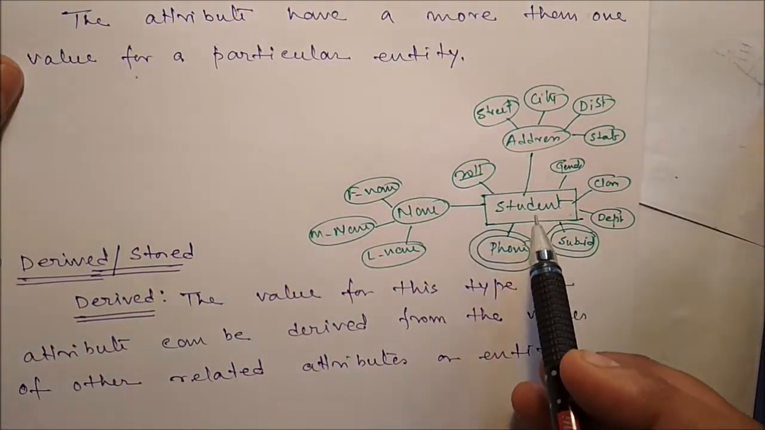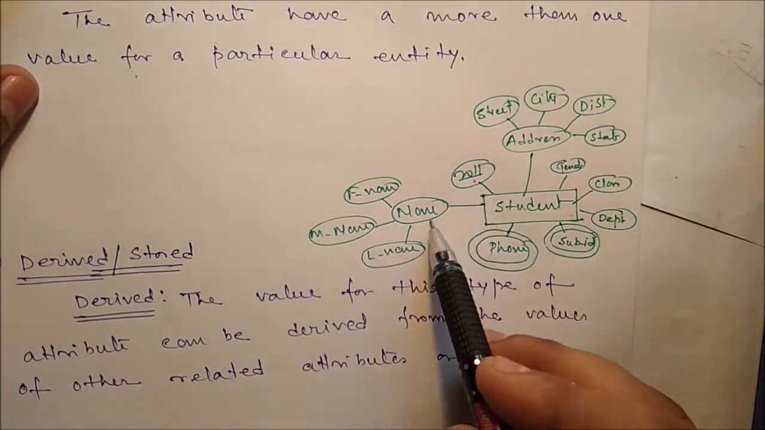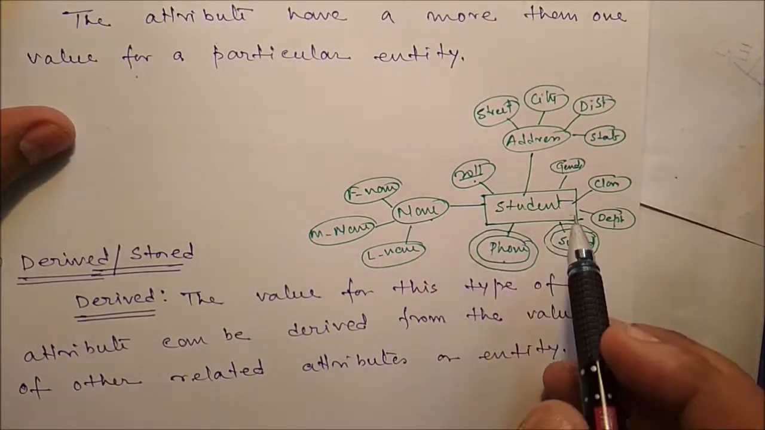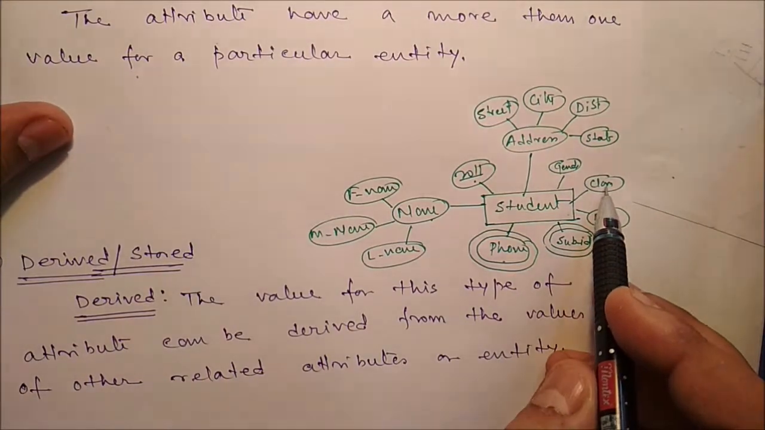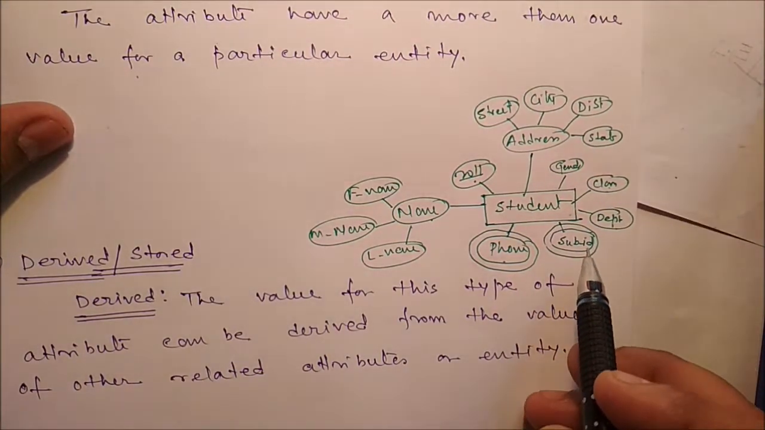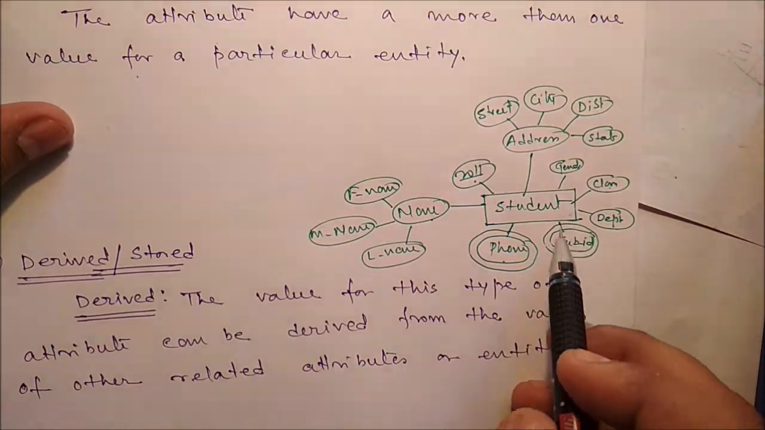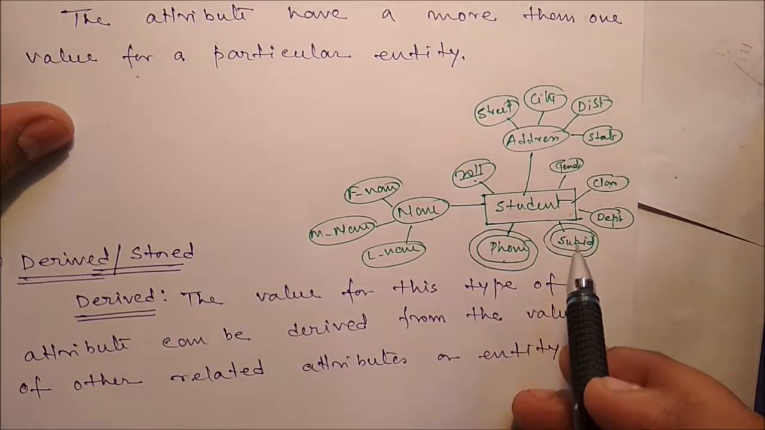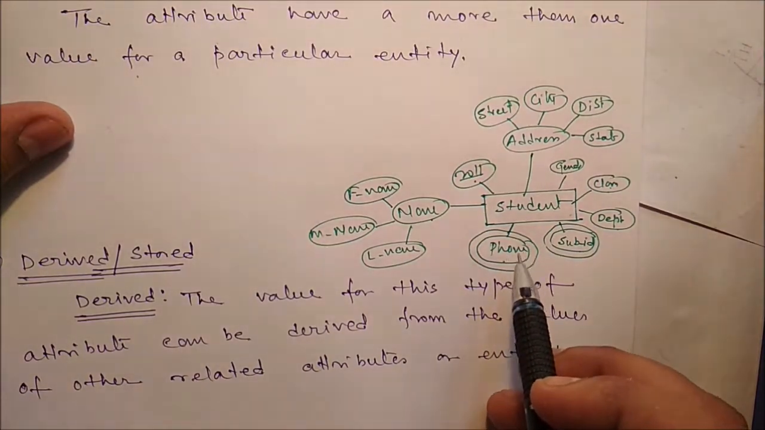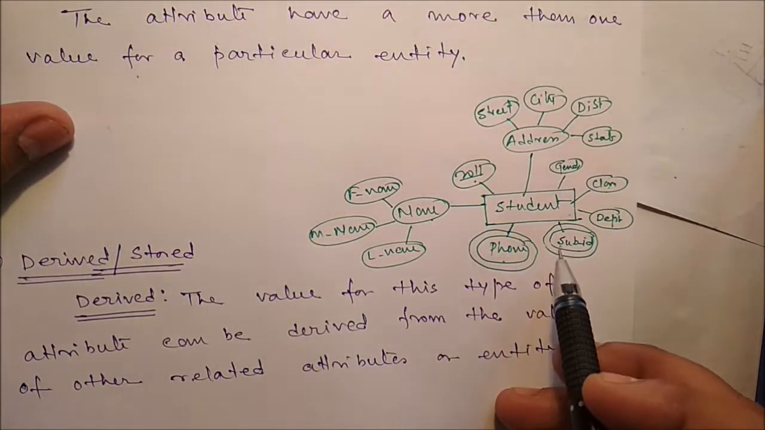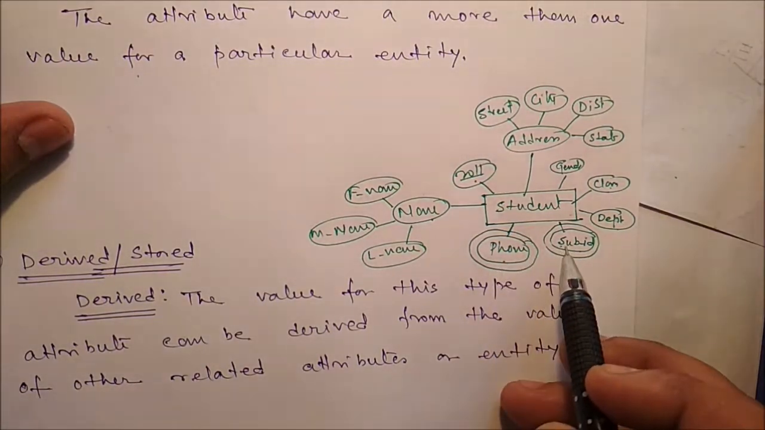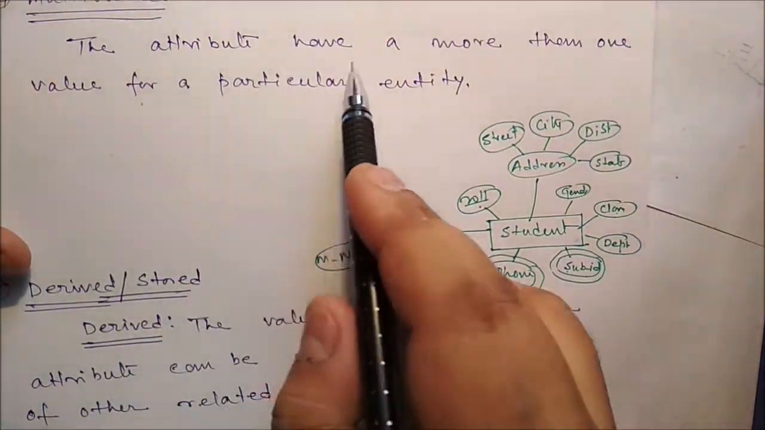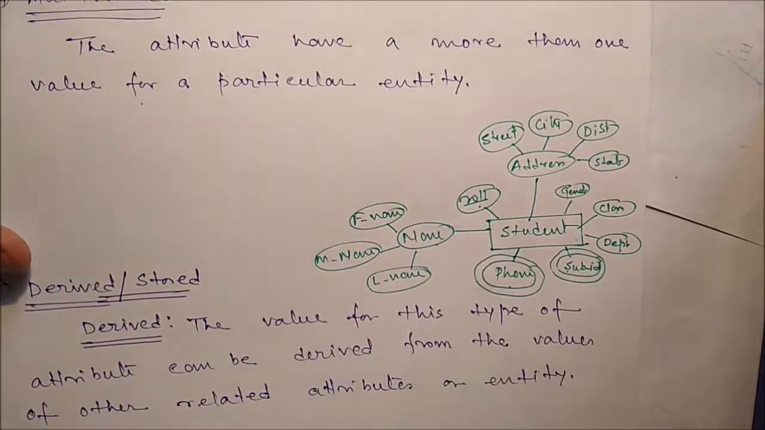So a student should have only one roll number, one name, but a student can have more than one phone number also. A student should have only one class, it is single valued. Department is single valued, but subject ID should be multi-valued. A student can have more than one subject ID. A student can have more than one phone number. So subject ID and phone number are the multi-valued attributes. Okay, so the attribute has more than one value for a particular entity.